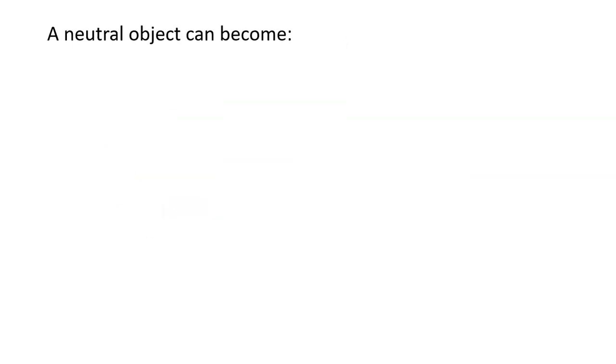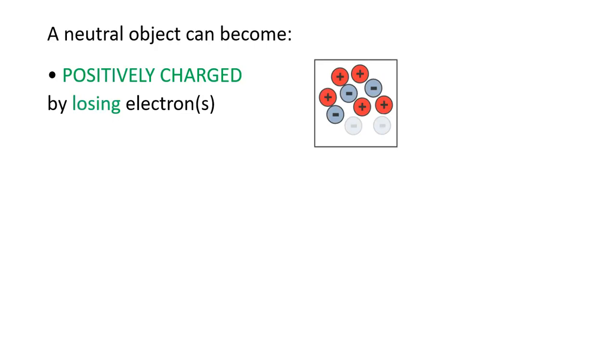All right, a neutral object can get a charge though, and there's one of two ways that it can get a charge. It can get a positive charge by losing electrons. Okay, so now our object has 5 positive charges, but only 3 negative charges. We've lost, in this case, 2 electrons, leaving it with a positive charge.